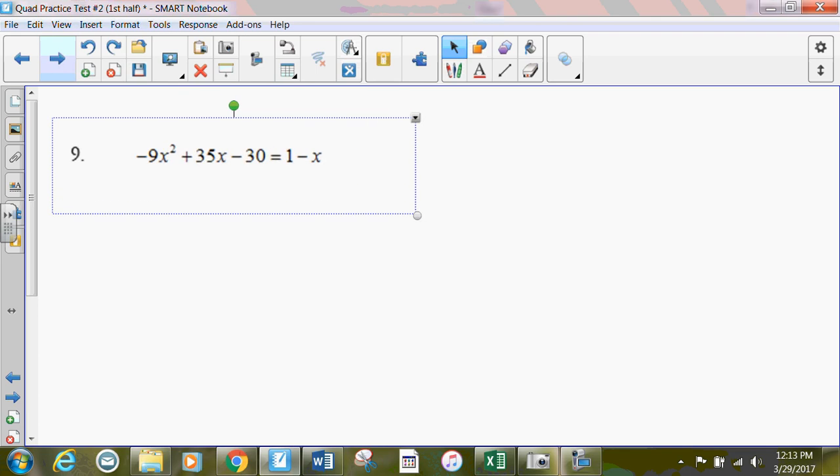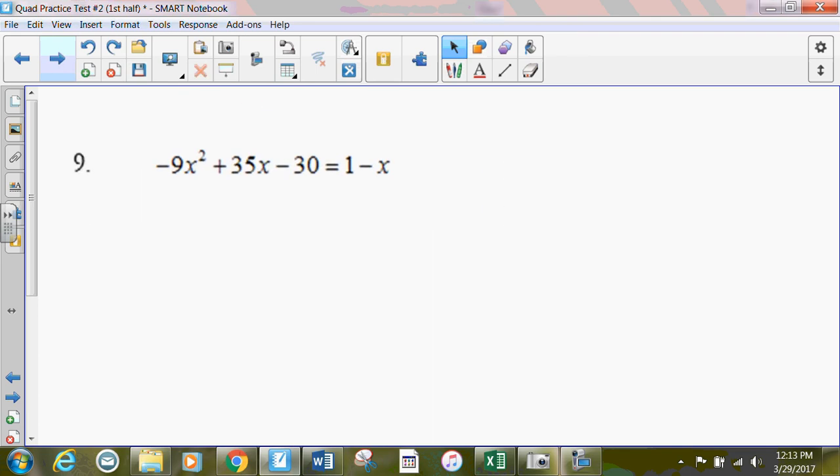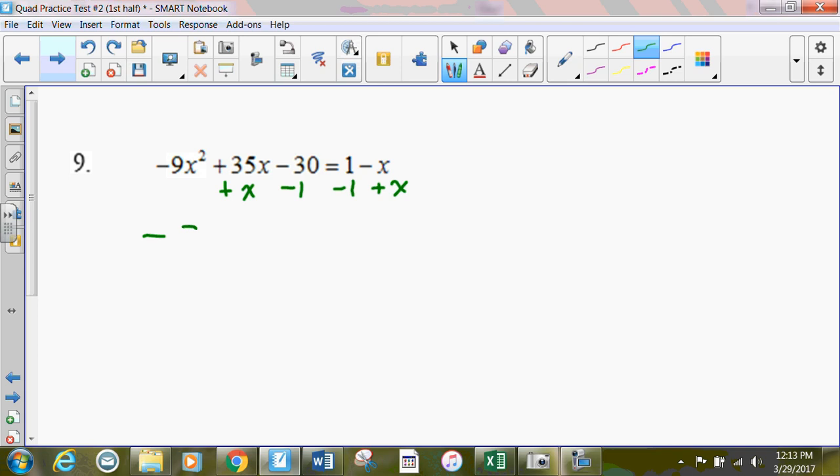So let's look at number 9. I want to make sure that I'm also looking at my key because I can't sometimes do all these things in my head. So let's see, we're going to go ahead and subtract the 1 from both sides and add the x to both sides. So we'll end up with negative 9x squared plus 36x minus 31 equals 0.